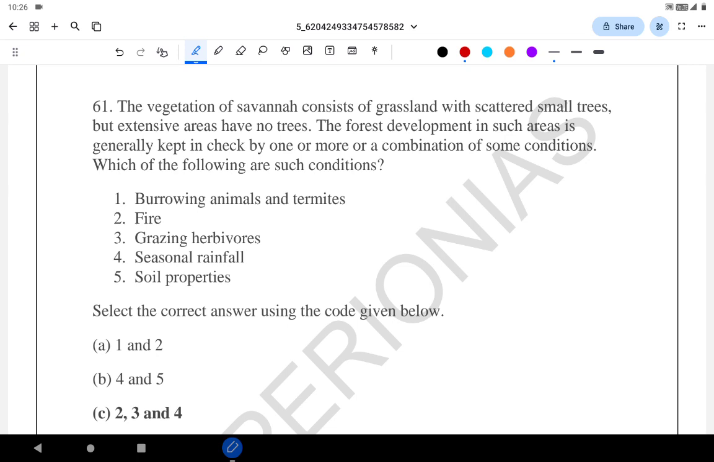One is savannas are mainly susceptible to the forest, the grazing herbivorous, seasonal rainfall. See, the savannas have less nutrients in the soil and less soil moisture, affecting the growth of the biomass. So the fire, grazing and seasonal rainfall affect the growth of trees here.